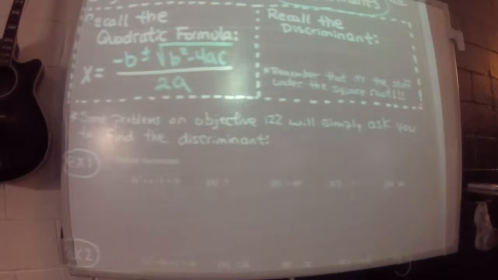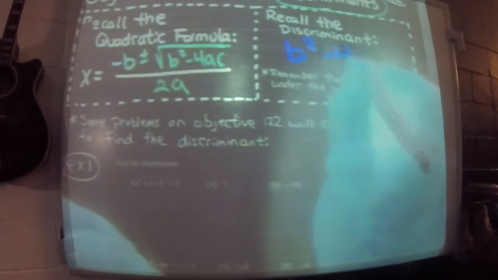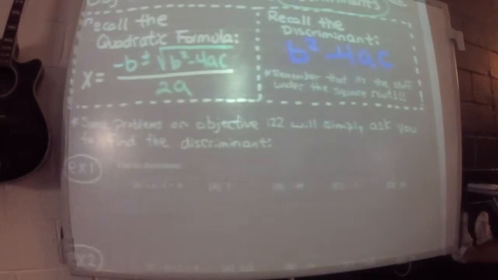Now the discriminant was just that little part of it. Remember that it's the stuff under the root, not the root. So the root's not included. It's just b squared minus 4ac. So that's our discriminant.